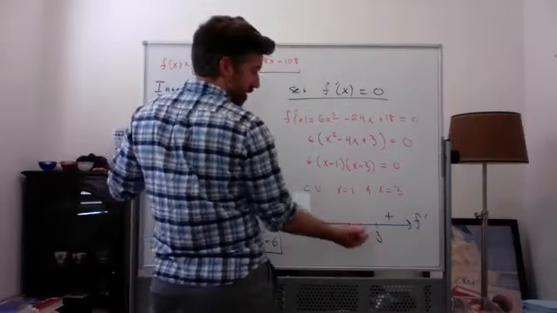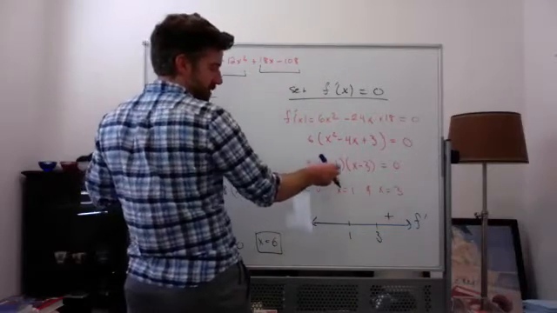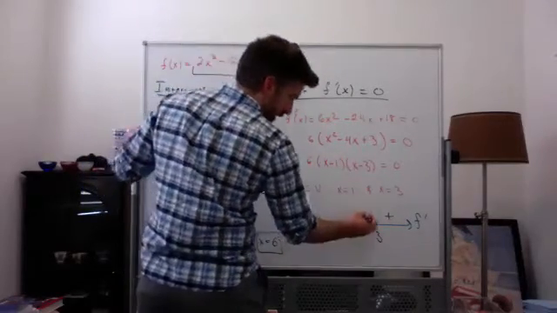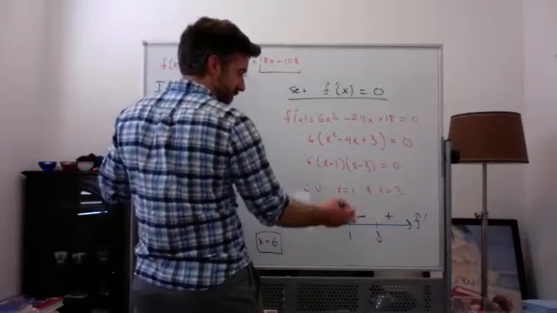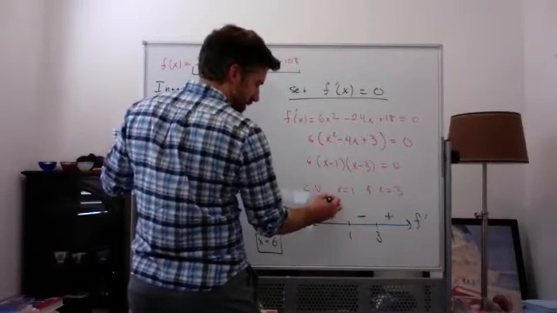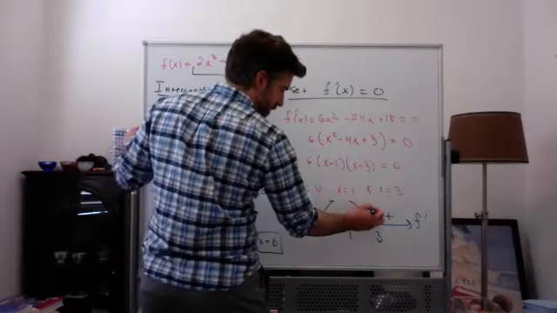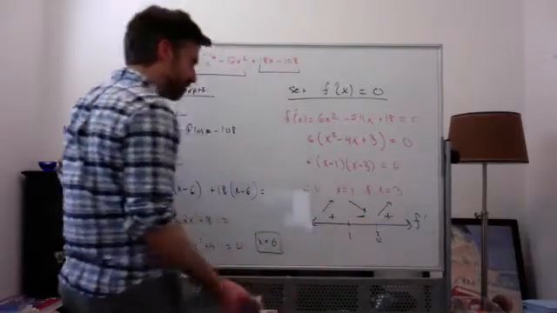Pick a number between 1 and 3 like 2. 6 times positive times a negative, the whole thing is negative. Pick a number like 0. 6 times a negative times a negative is positive. So the function is increasing, decreasing, increasing.